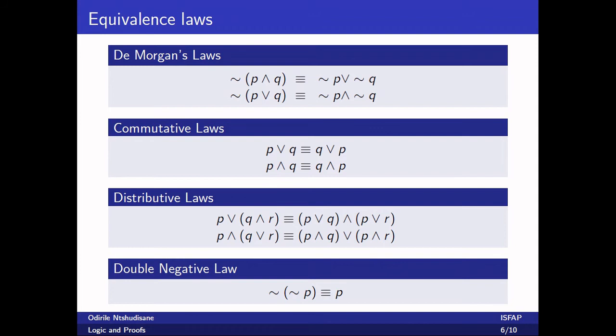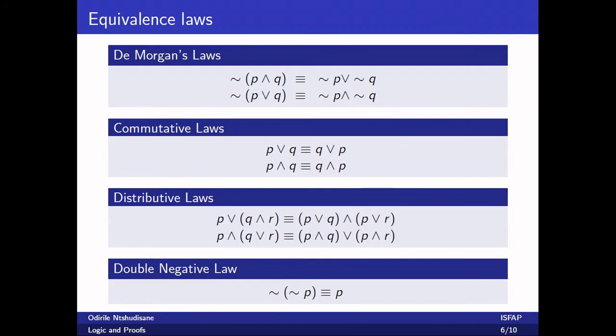De Morgan's laws govern how negation interacts with a conjunction or disjunction. The first De Morgan's law states that the negation of a conjunction is the disjunction of the negations, whilst the second states that the negation of a disjunction is the conjunction of the negations.